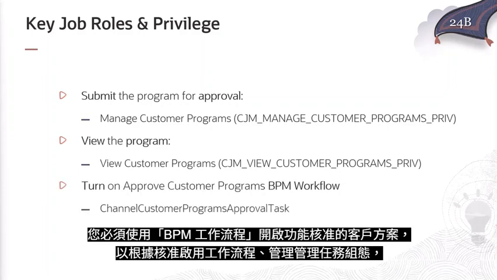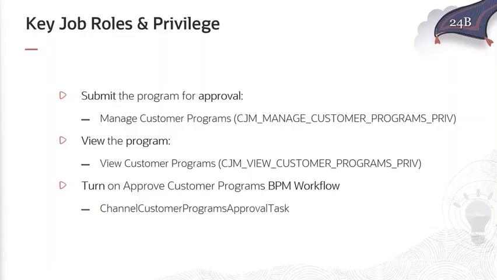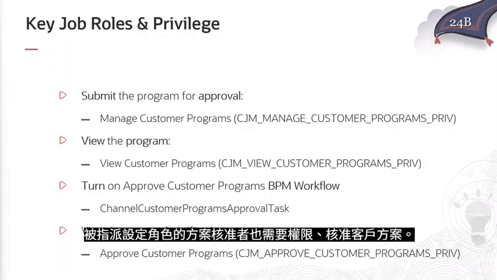You must turn on the feature approve customer programs with BPM workflow to enable the workflow based on approvals. To manage the task configuration for the channel customer programs approval task, you will need the BPM workflow administrative role. Program approvers who are assigned a configured role will need the privilege approve customer programs as well.